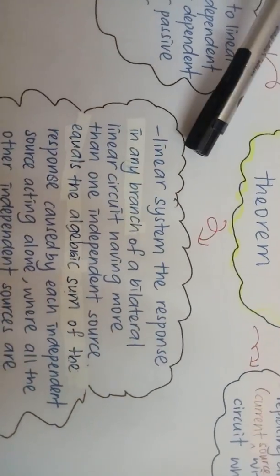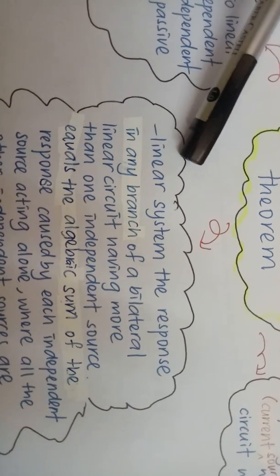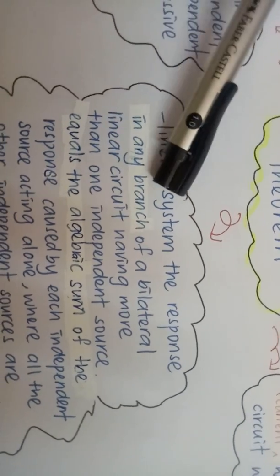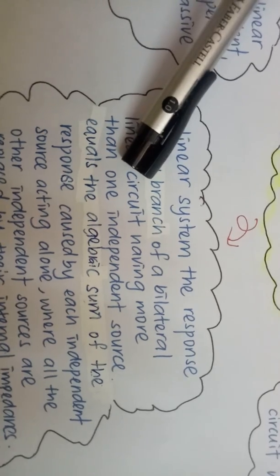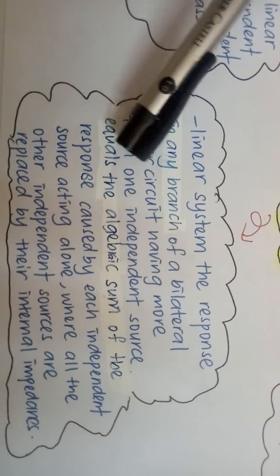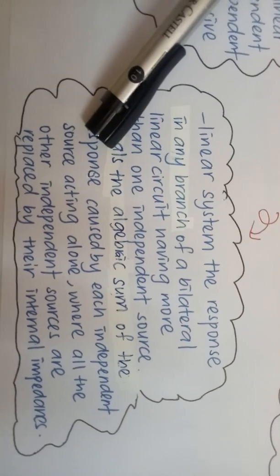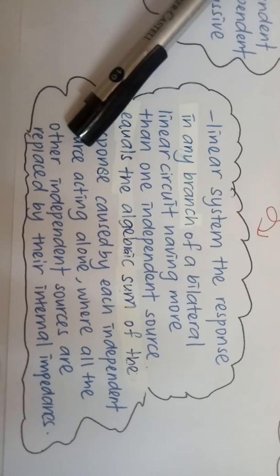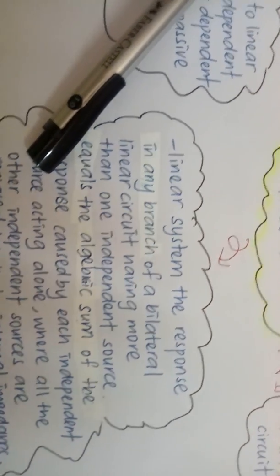The Superposition Theorem in electrical circuits states that in a linear system, the response, voltage or current, in any branch of a bilateral linear circuit having more than one independent source equals the algebraic sum of the responses caused by each independent source acting alone, where all the other independent sources are replaced by their internal impedance.